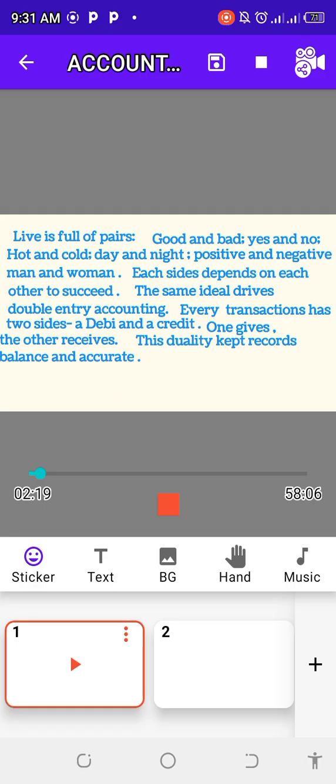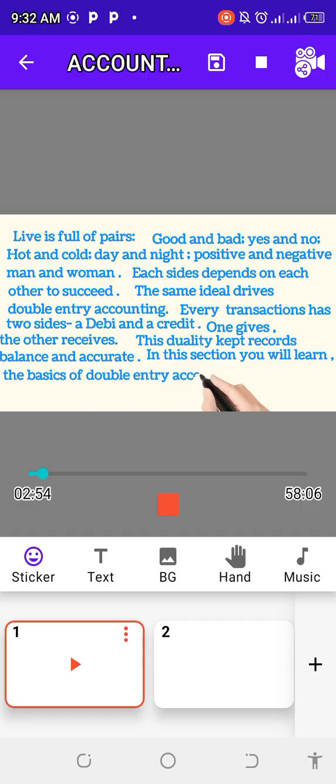In this section, you will learn the basics of double entry accounting, and how double entry accounting works. Let's get set.